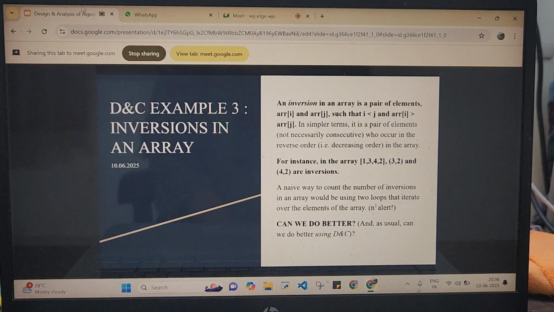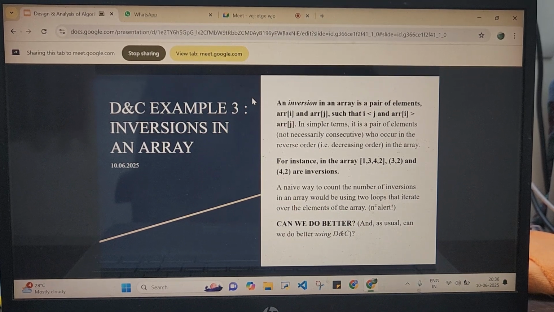Note that we're talking only about one pair of elements. The whole array might be sorted, unsorted, whatever. There is a particular pair of elements which occurs in the reverse order, and we call that an inversion.